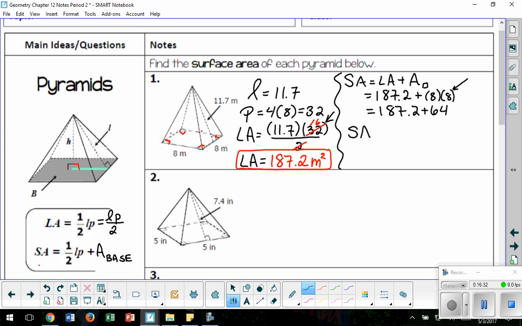So surface area is going to equal 251.2 meters squared. Beautiful. Yes.